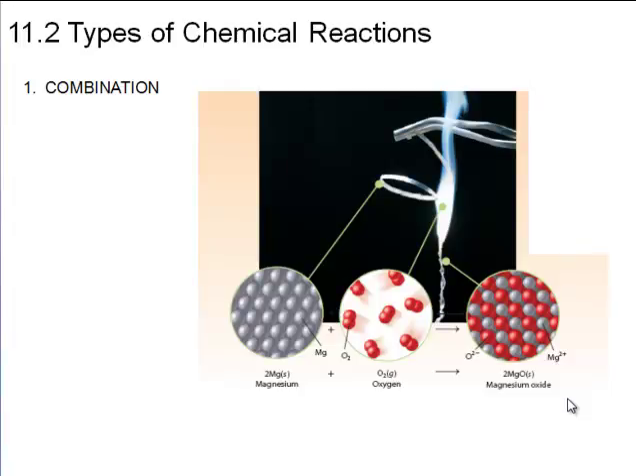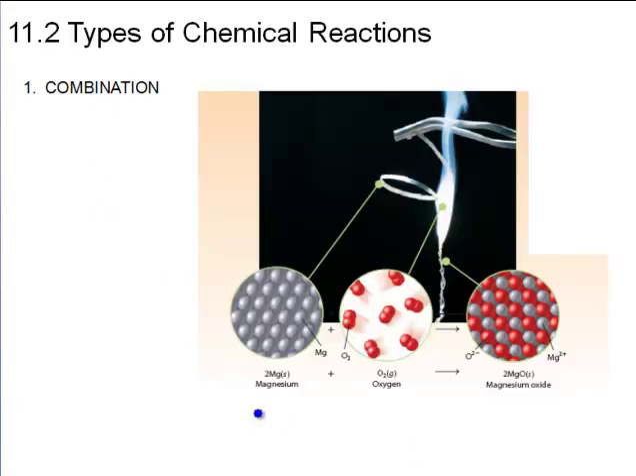11.2, types of chemical reactions. There are 5 different types of chemical reaction, guys, we're going to talk about. The first one's called combination. And if you look at this, a combination reaction is one where 2 elements come together to form something else.